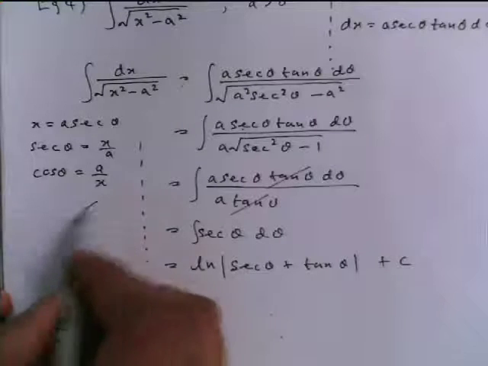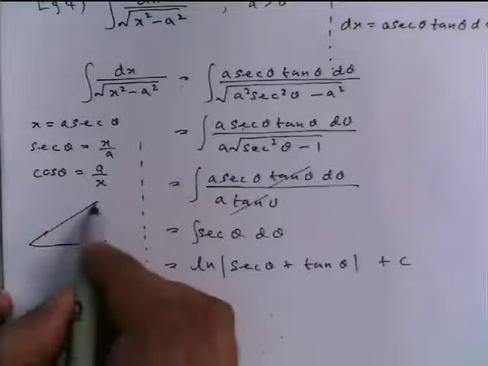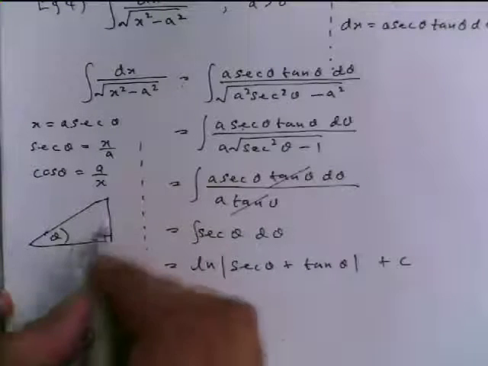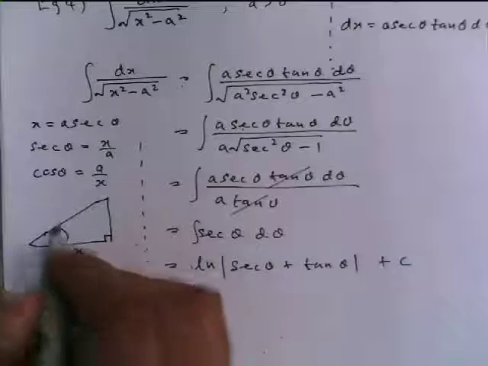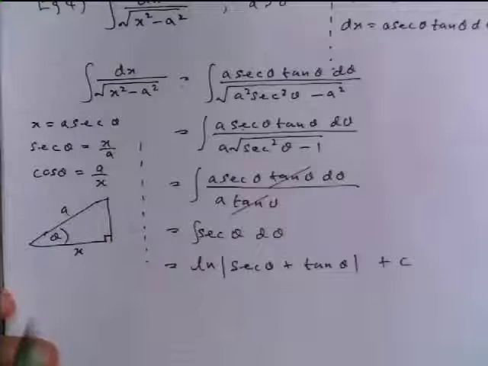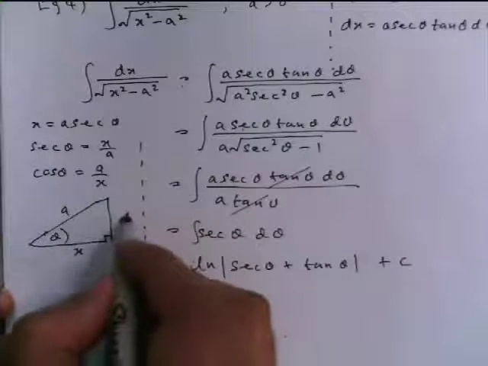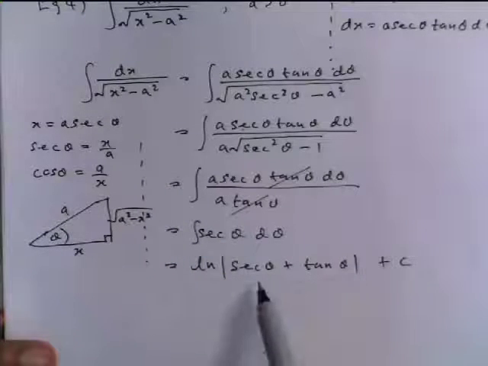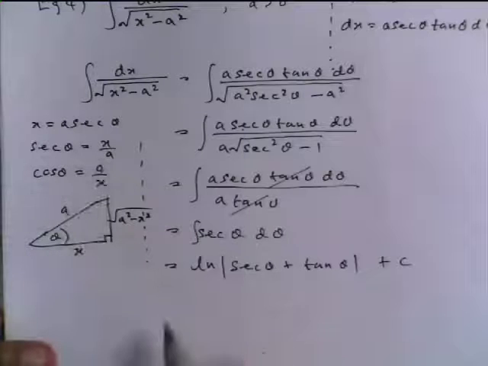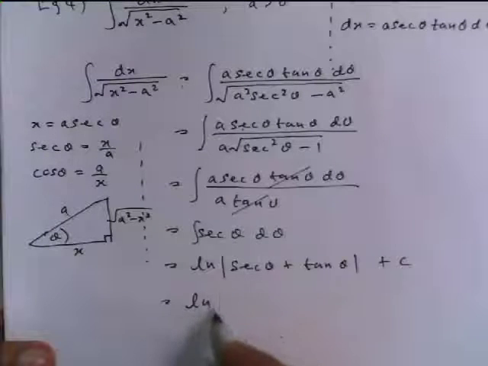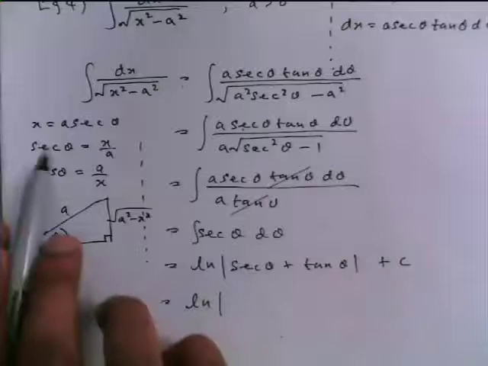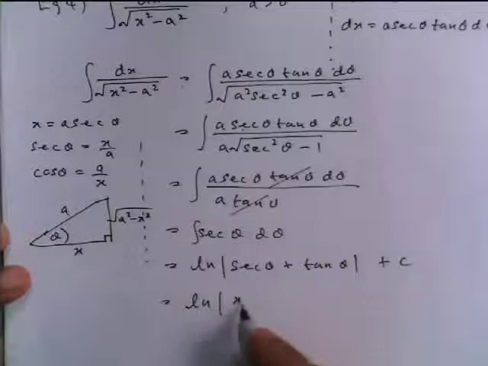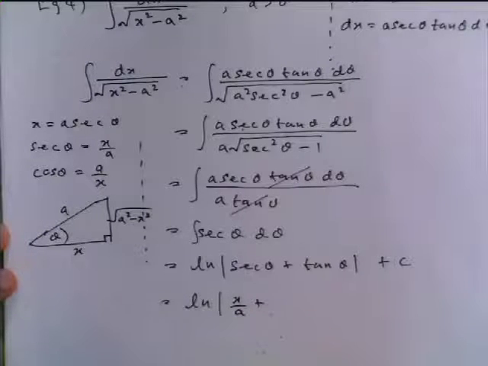Now we can draw the triangle. Theta is adjacent over hypotenuse. So this becomes what? The square root of a squared minus x squared. So you can find secant and tan. Or secant we already know, secant is x over a. So we can plug it here. So it is ln of secant theta equal to x over a. Shouldn't x be the hypotenuse?